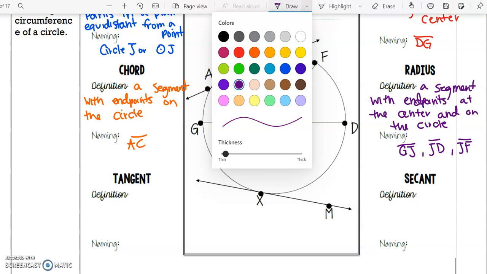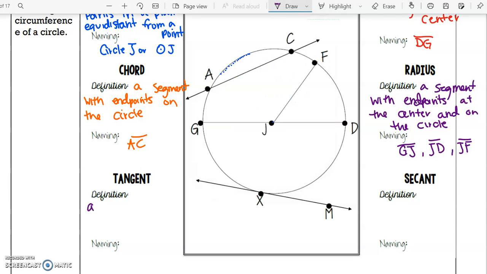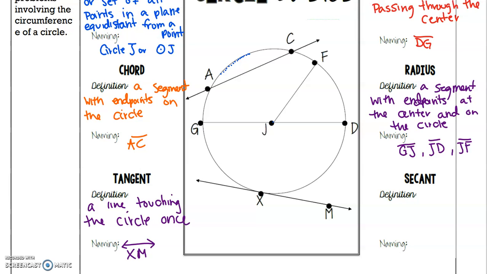And so now let's move to tangent. Tangent is a line touching the circle once. And so that would be this line right here, XM. Now we want to put arrows on our line symbol up above our two letters to indicate that it's a line and not a line segment. And so this point is called the point of tangency. And this line is the tangent line.